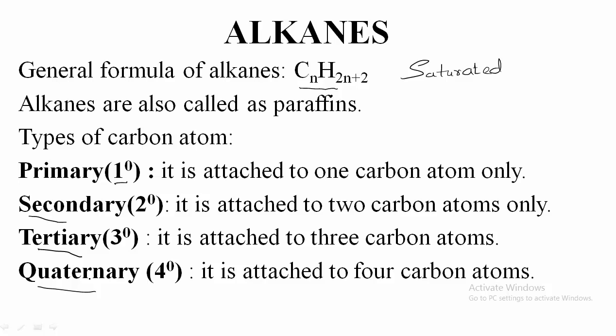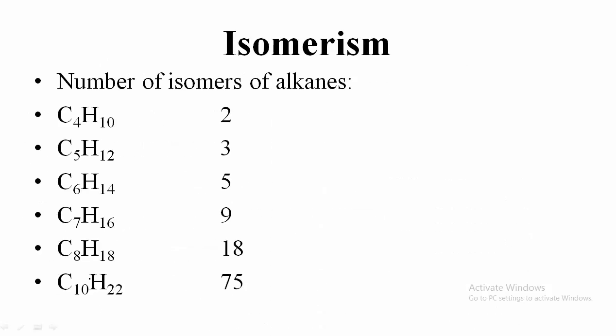Along with this, we have studied isomerism. Isomerism is the phenomenon where compounds have the same molecular formula but different physical and chemical properties. The number of isomers of alkanes formed for different compounds are given here.